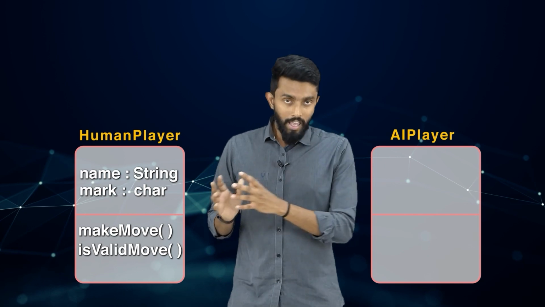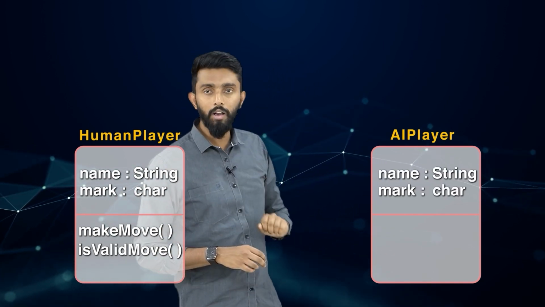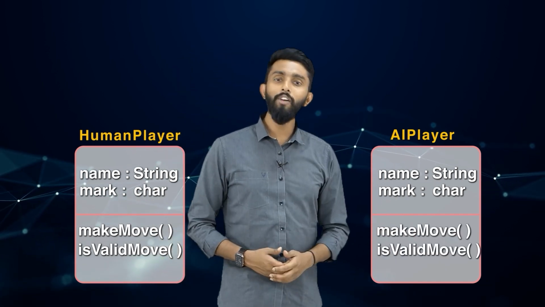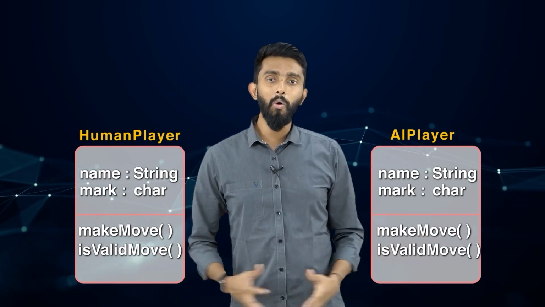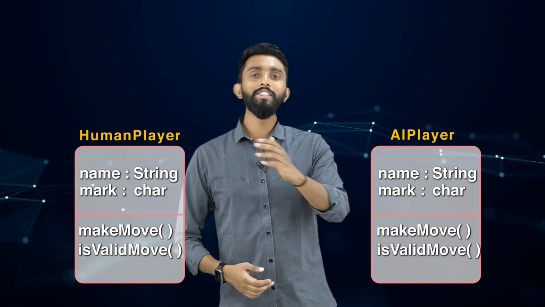Now, the same is the case with the AI player. The AI player is also going to have name and mark. The AI player is also going to be able to make a move and is going to check whether it is a valid move. Now, how are we going to code this is the interesting part of the project. Without wasting much time, let's get started.